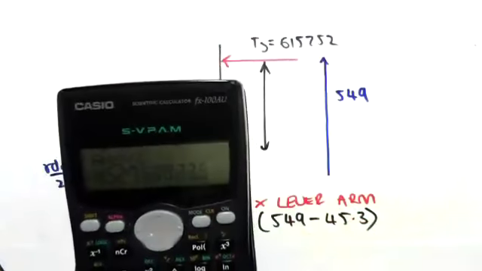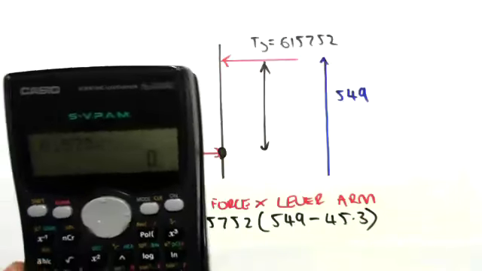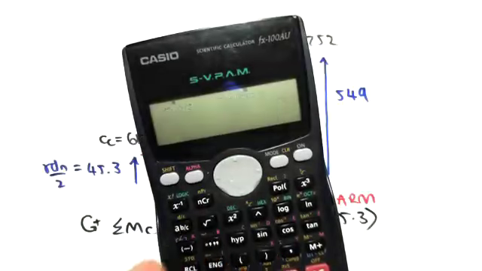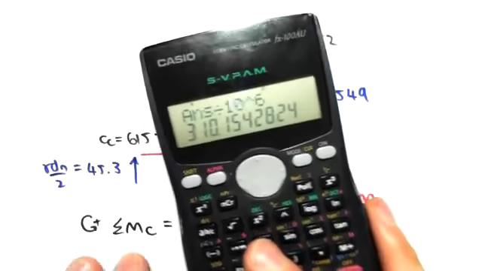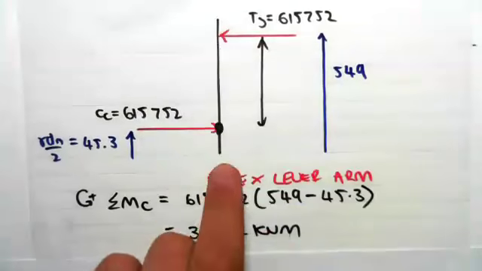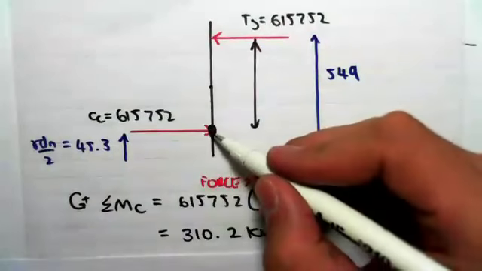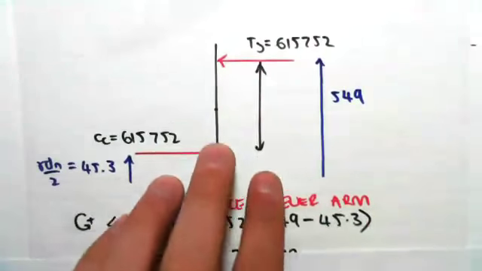Okay, so working this out, 615,752 times 549 minus 45.3 divided by 10 to the 6 to give us kilonewton meters. Gives us 310.2 kilonewton meters. Okay, so that's how you would find the moment. Once again, an important thing for pure bending is that you can take the moment about any point you want. I could have done it about there if I really wanted to, but to make it simple, you just take it about one of the forces. So that doesn't have a lever arm. So all you need to do is just find the moment due to the one force.